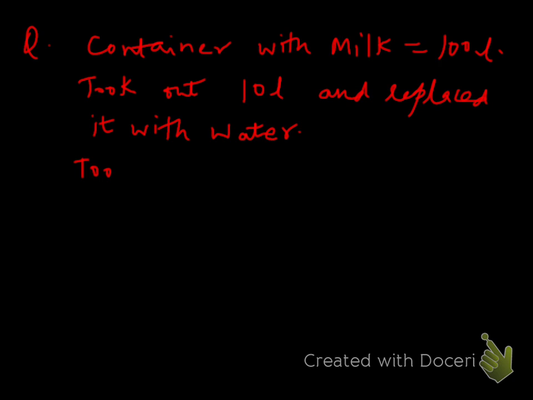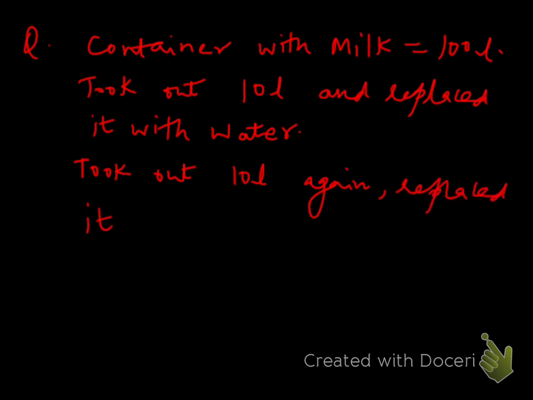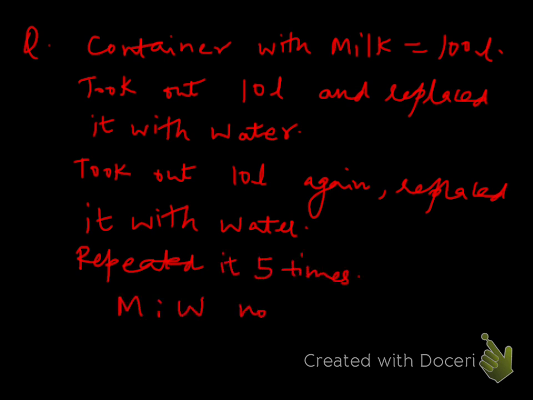Now it's a mixture of milk and water. Again, you took out 10 liters, but this time when you take out 10 liters, the mixture will come out. You took out 10 liters again and replaced the mixture again by 10 liters of water. Let's say this thing is repeated 5 times. You have to find the ratio of milk to water after the process has been done 5 times.